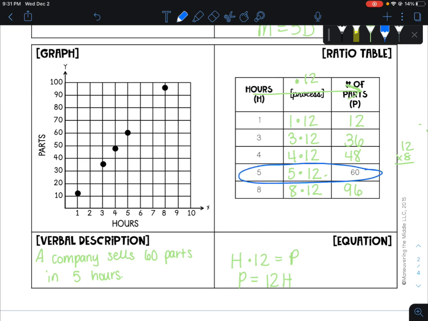I chose this row here. You could choose the row with the number 1. That would not ever be a bad idea because the number 1 is always the most simplified version of a ratio. But I chose the 5 with the 60 just to show you a different way to write it.